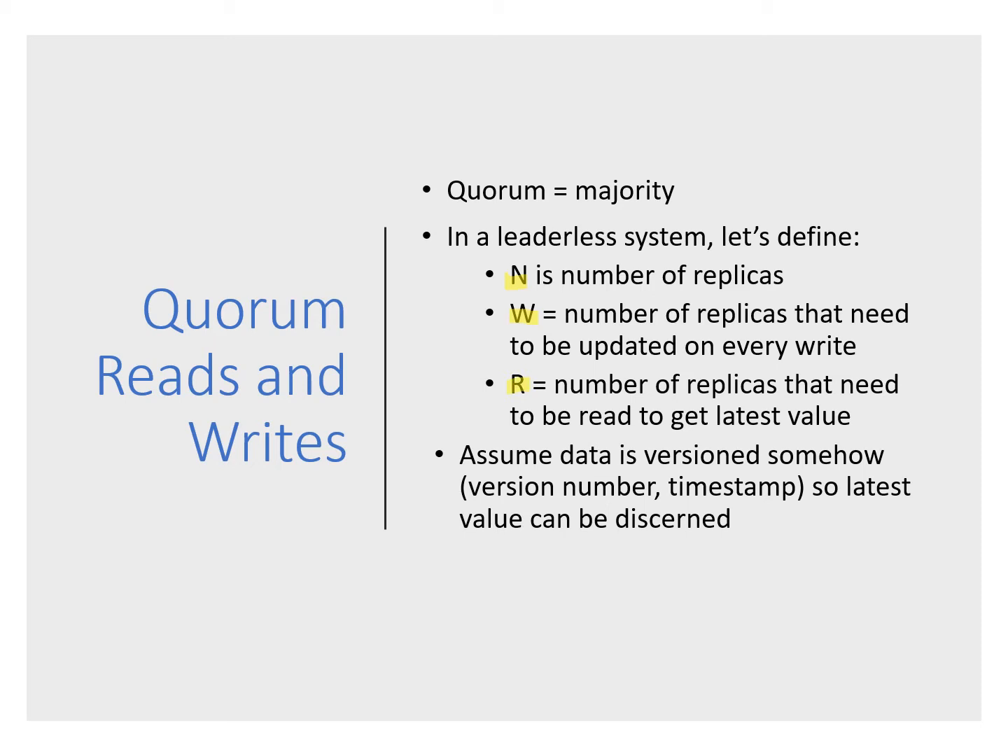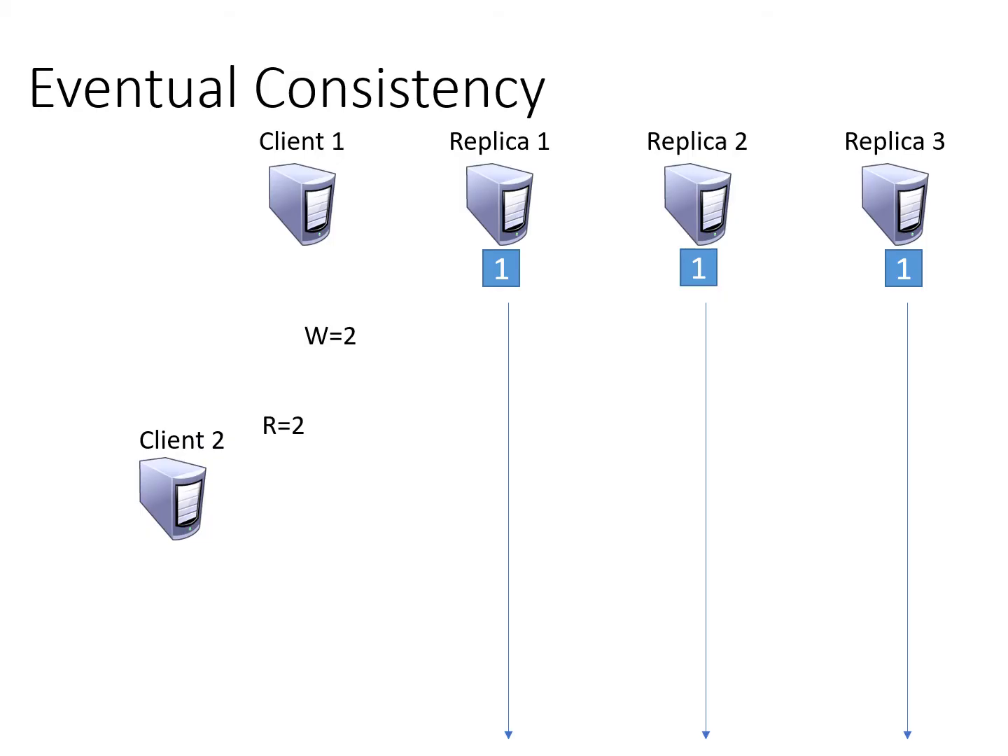So for this system to work, we need to assume that data is somehow versioned with a version number or a timestamp, so that the database can discern the latest value for a particular database object. Let's have a look at how this might work. Back to our example, 2 clients, and in this system we need to write to 2 replicas before a write is considered successful, and we need to read from 2 replicas to try and get the latest value.